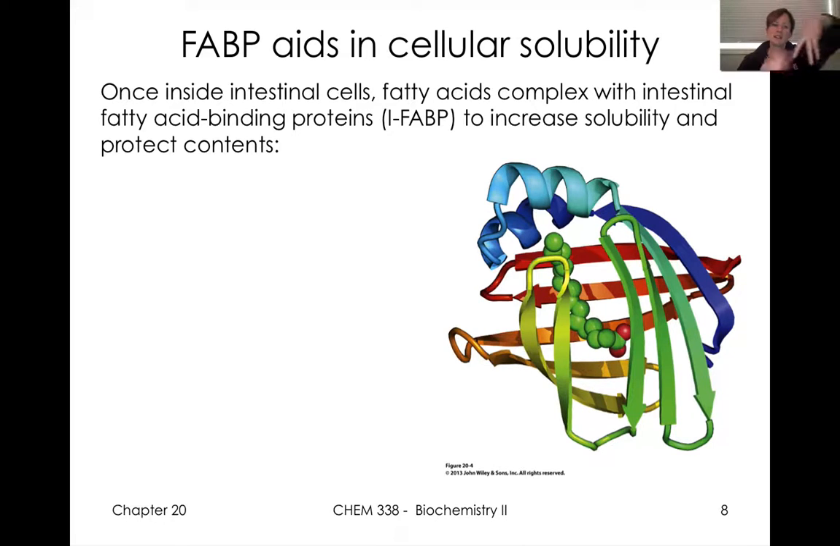All right, so we've snipped off fatty acids, but again, fatty acids are not horribly soluble in water. So once inside intestinal cells, we actually have to complex them with proteins, and this is kind of a theme that we'll see for these molecules from this point on. And there's a protein called a fatty acid binding protein that's within your intestinal cells.